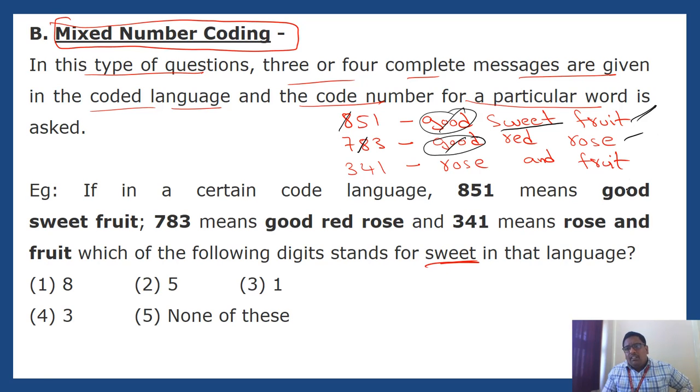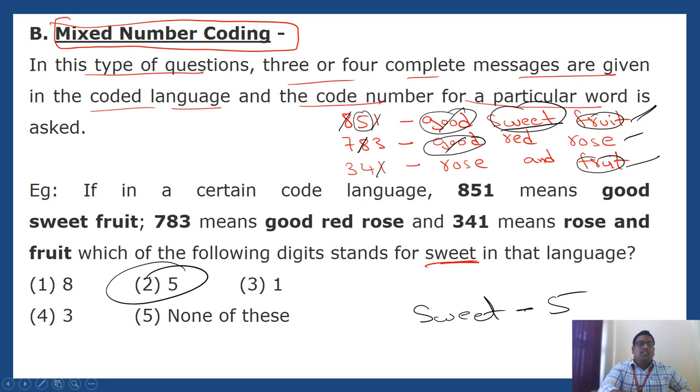Now compare 1 and 3. What is common? Fruit is common. Which number is common? 1 is common. So I can strike it as both. Now what is left? 5. What is left? Sweet. So obviously sweet, the respective number or code number for it is 5. Answer is option 2.